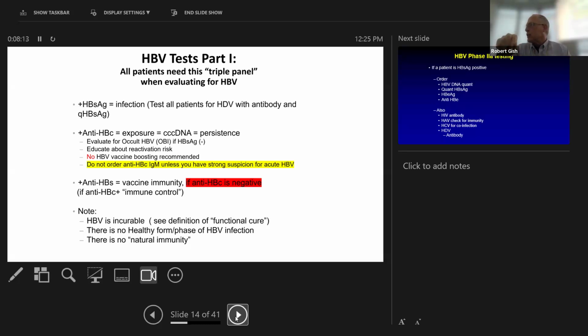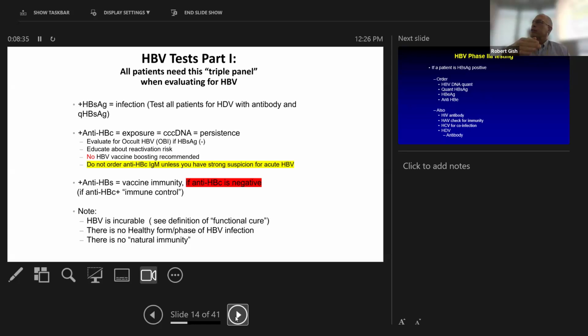No vaccine boosting. Nobody with core antibody needs to be vaccinated. They've already been exposed. They already have hepatitis B in their body. And do not order core IgM unless there is real suspicion of acute hepatitis B and recent risk behavior.